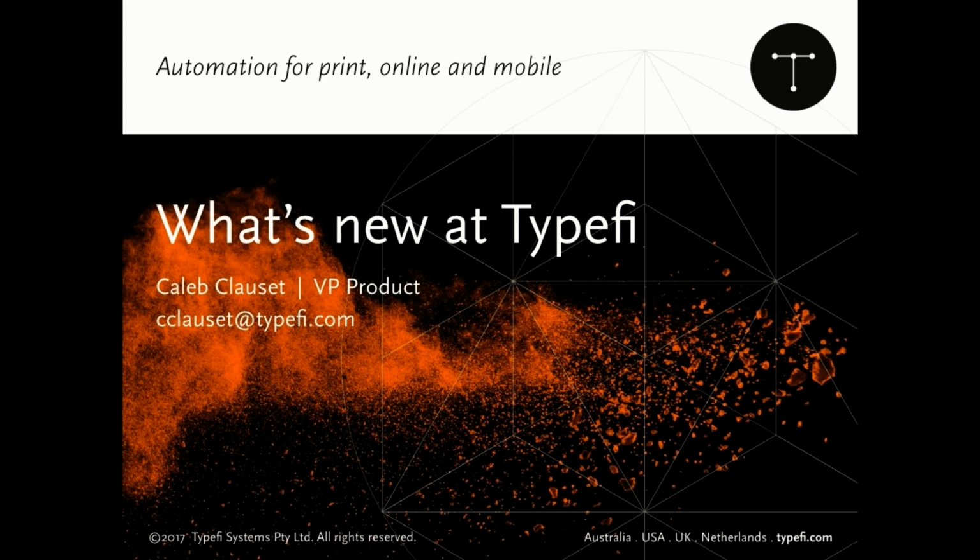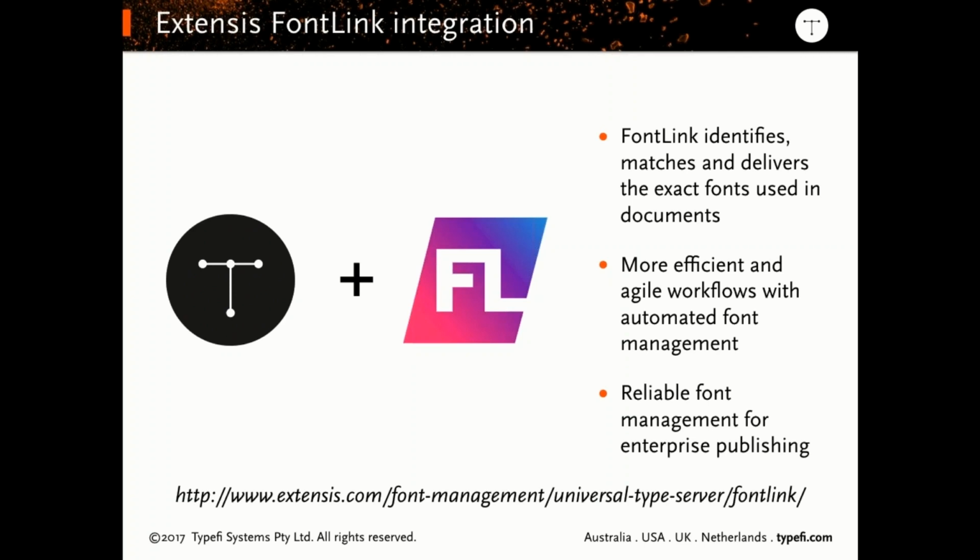So let's talk about Extensis FontLink. This is our newest third-party workflow action. FontLink is a module for Universal Type Server, and Universal Type Server sort of solves your font management problems. It helps you manage and maintain and keep in compliance with all your font licenses.